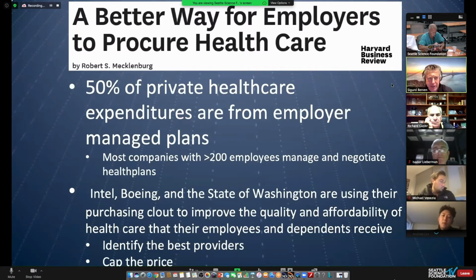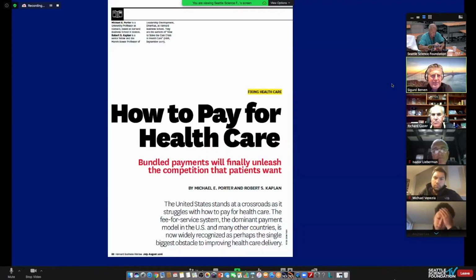Bob Mecklenburg, who's up in Seattle as well, has recognized that 50% of private healthcare expenditures are from employer-managed plans. And right now, I think employers have a terrific capacity to choose the best providers, to cap prices, and, below this, that's not shown in the slides, to demand quality as well.